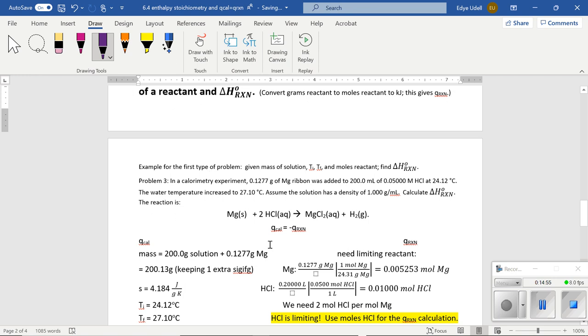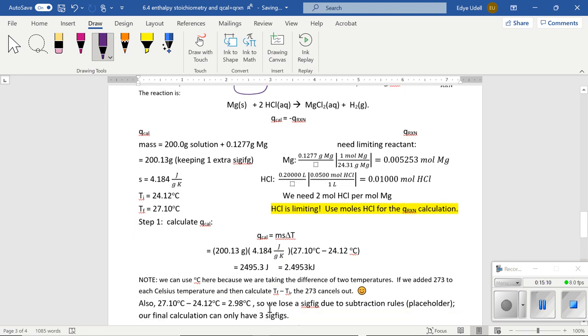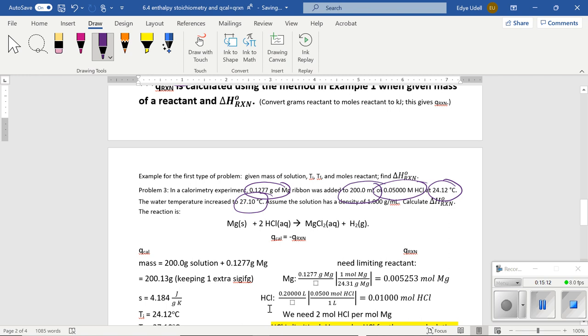So here's our problem. I'm going to circle all the given quantities because that's what we do. Given a whole bunch of information. You'll have it in your notes. You have a blank that you'll need to fill in. I've got the density of the solution, and I want to find delta H reaction.